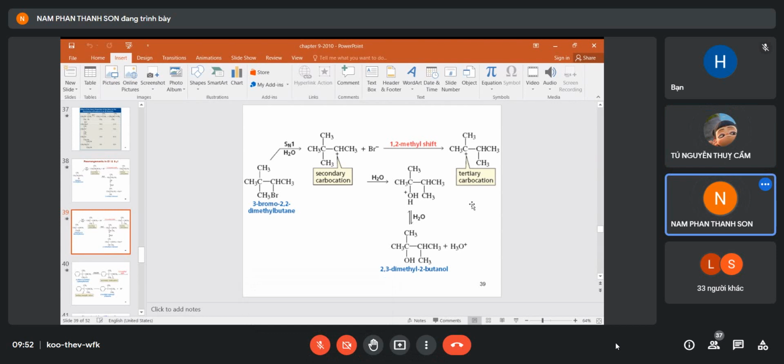How many hydrogen atoms do we have? Look at the carbon right next to the positive carbon. You understand the meaning of right next to? Okay, then count it. How many hydrogens do we have? Seven. Okay, good. So on the tertiary cation we have seven.